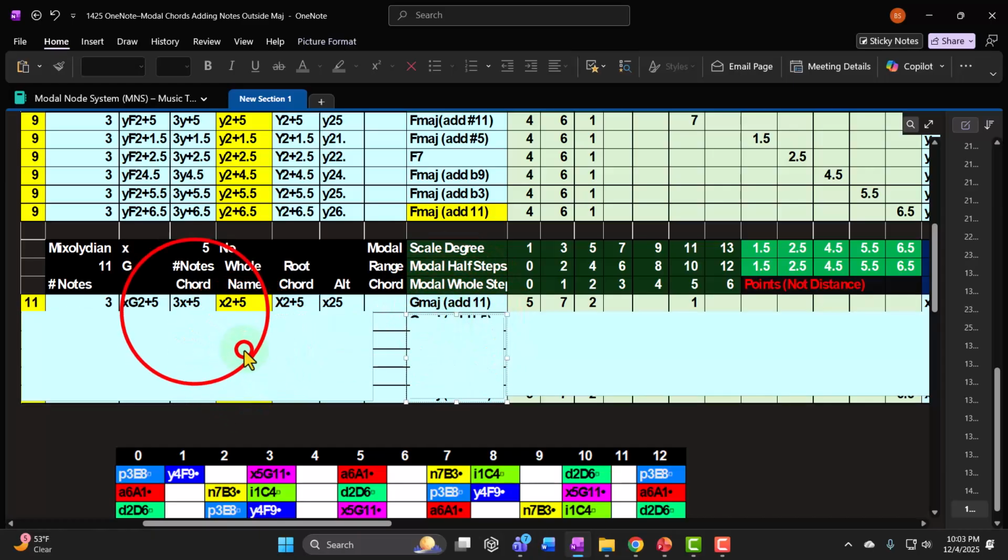So let's say if I had a normal just 3-note triad off of the G, off of a Mixolydian, we'd have to call it a G major. Let's not include the 11 for now.